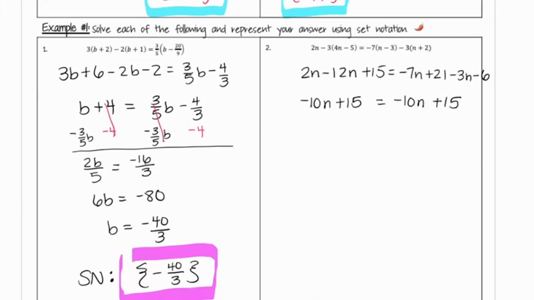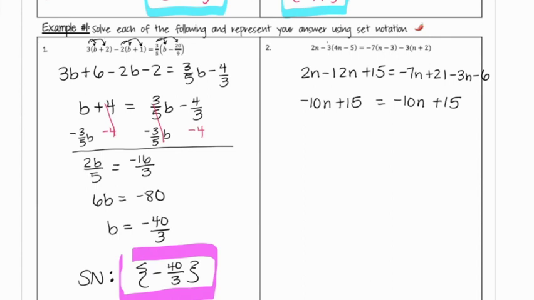Okay, so for number 1 in this example, you should have gotten a value of b is equal to -40/3. So I wrote my answer using set notation. If I'm walking through the process, we would have distributed first, got rid of all of those. Even though I have fractions, I could use my calculator, simplify, combine like terms, move things over. So it's the same thing as if we were solving just a basic equation. For number 2, we start off that way.